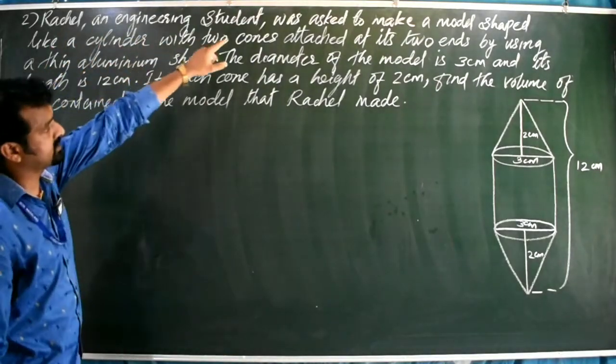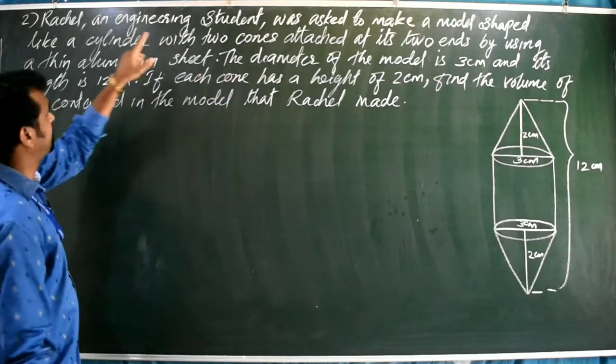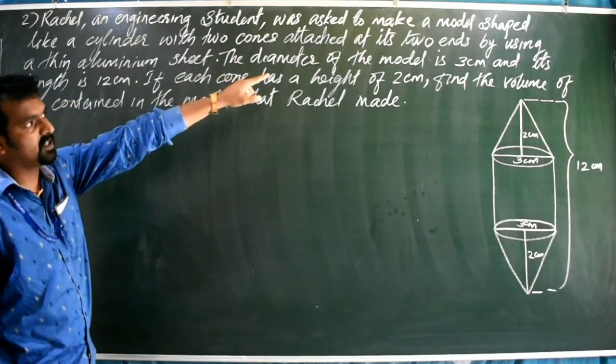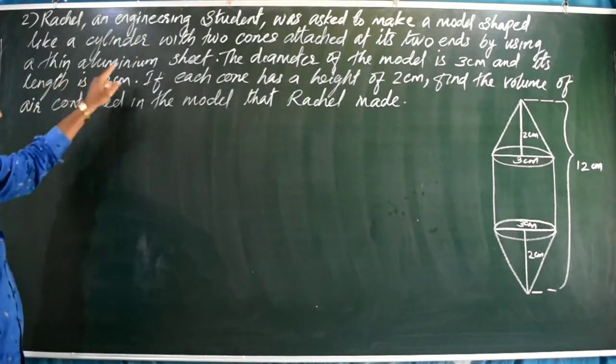Rachel, an engineering student, was asked to make a model shaped like a cylinder with 2 cones attached at its 2 ends by using a thin aluminium sheet.